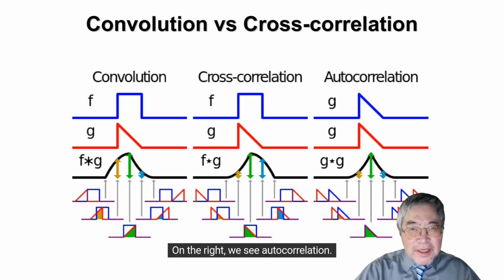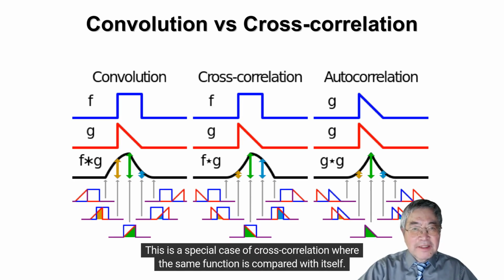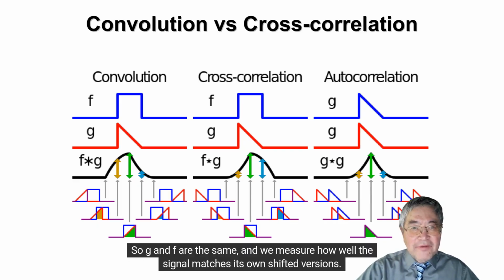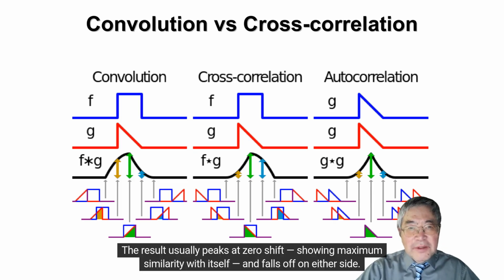On the right, we see autocorrelation. This is a special case of cross-correlation where the same function is compared with itself. So g and f are the same, and we measure how well the signal matches its own shifted versions. The result usually peaks at zero shift, showing maximum similarity with itself, and falls off on either side.